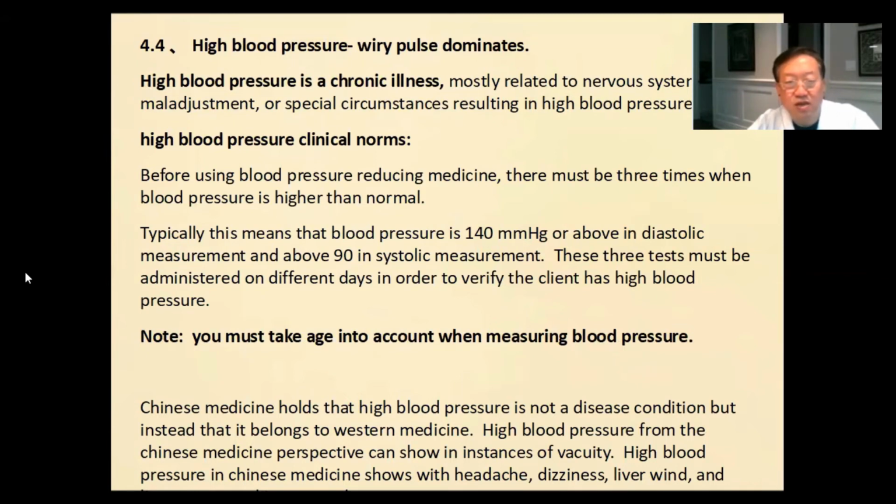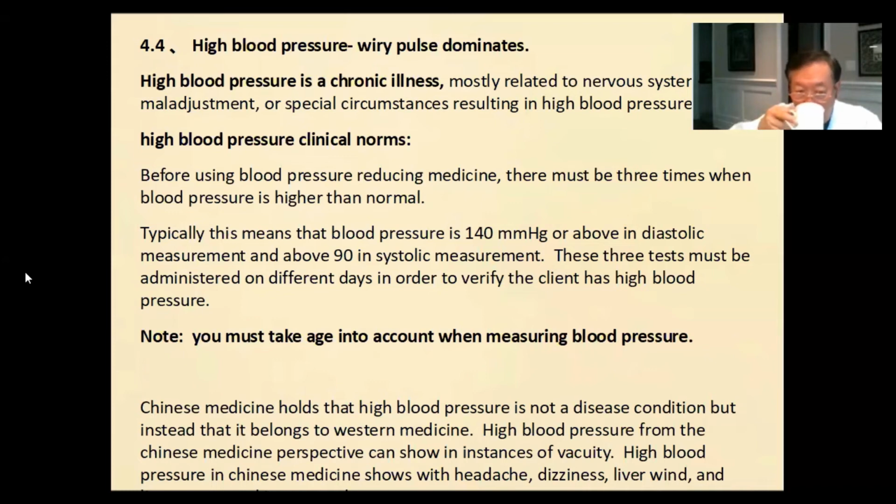High blood pressure is a chronic illness, mostly related to nervous system maladjustment or special circumstances resulting in high blood pressure. High blood pressure clinical norms: before using blood pressure reducing medicine, there must be 3 times when blood pressure is higher than normal.